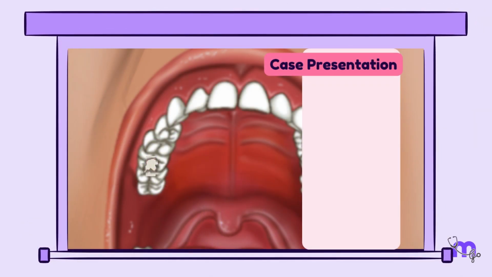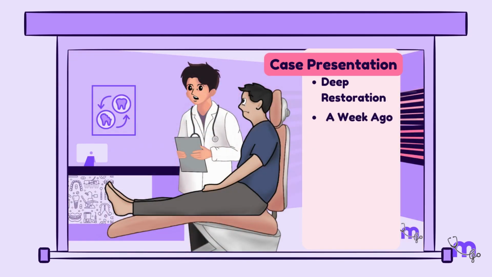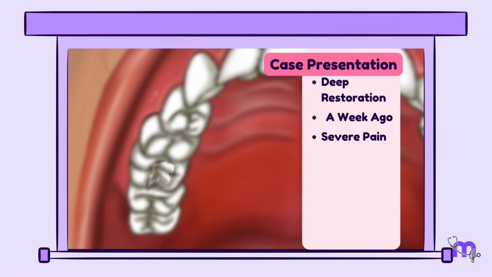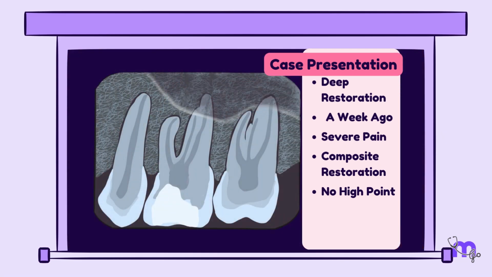This video is about a patient who had a deep restoration done a week ago on his upper back right tooth. When he came to my clinic with severe pain in that tooth, it was an indication that the restoration may have failed. On clinical examination, I observed an appropriately placed composite restoration with no high points, which was a clear sign that the problem was deeper. A radiograph showed a deep restoration encroaching the pulp in his upper right first molar.